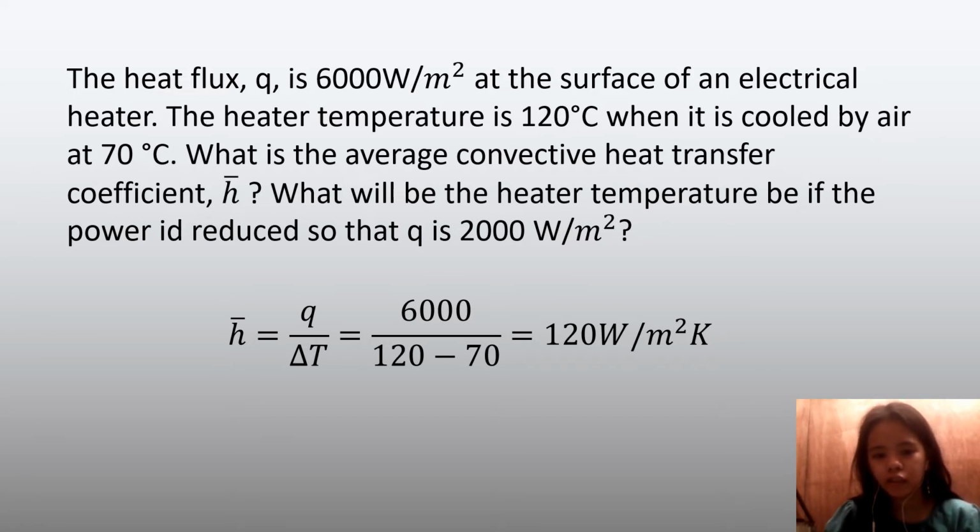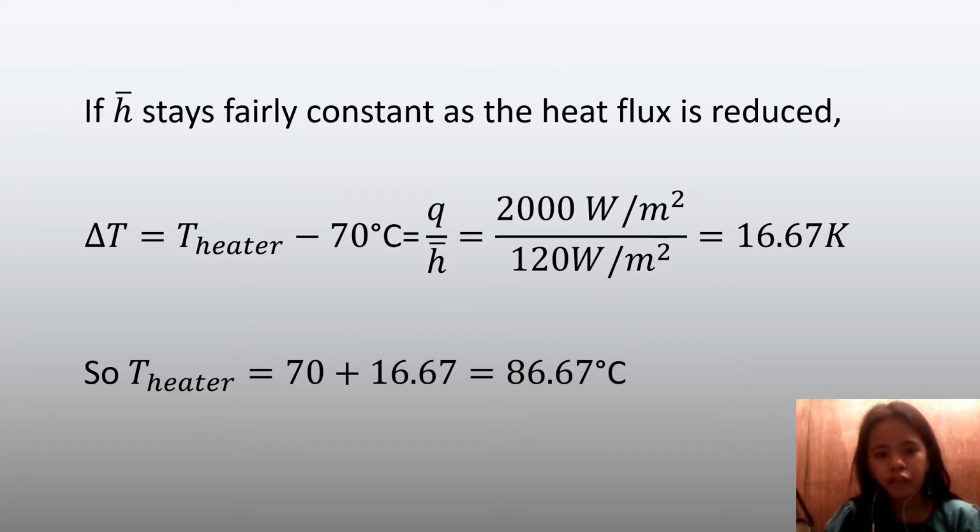So the solution is h bar equals q over delta T, which is 6,000 over 120 minus 70, equal to 120 W per m squared K. If h bar stays fairly constant as the heat flux is reduced, then delta T, which is T heater minus 70 degrees, equals q over h bar, which is 2000 W per m squared over 120 W per m squared K, equal to 16.67 K. So T heater is 70 plus 16.67, equal to 86.67 Celsius.